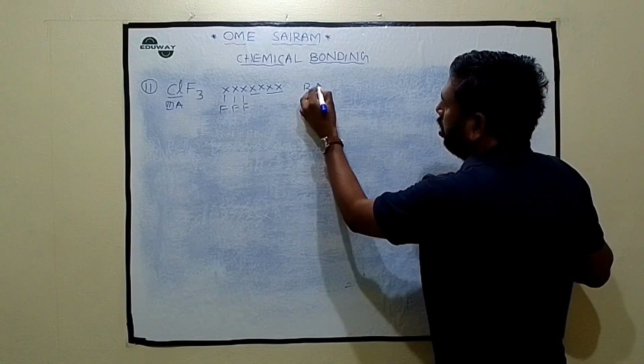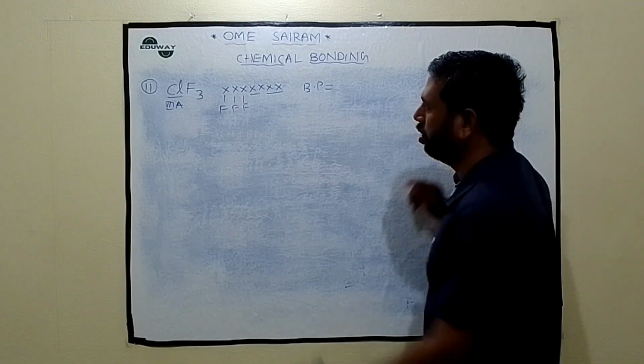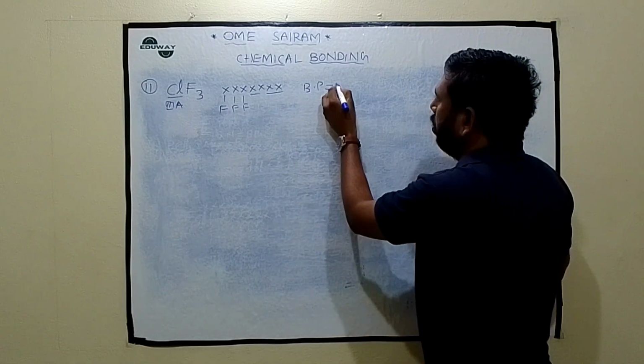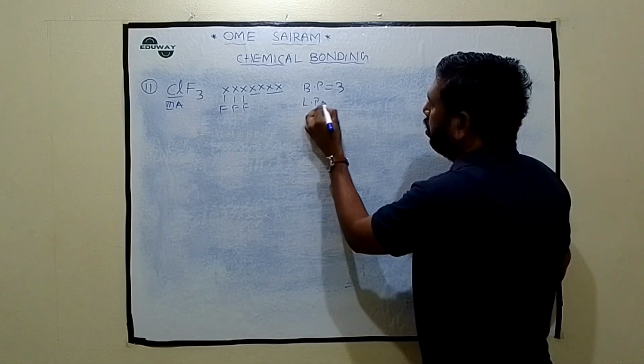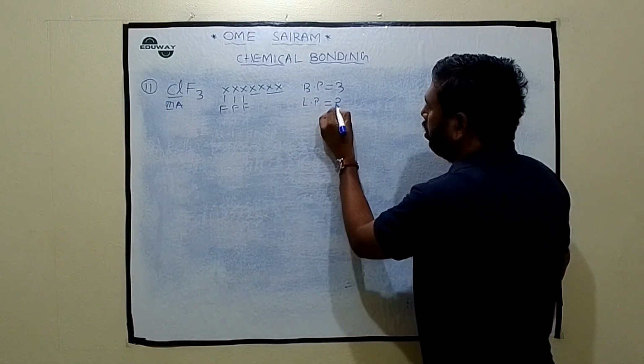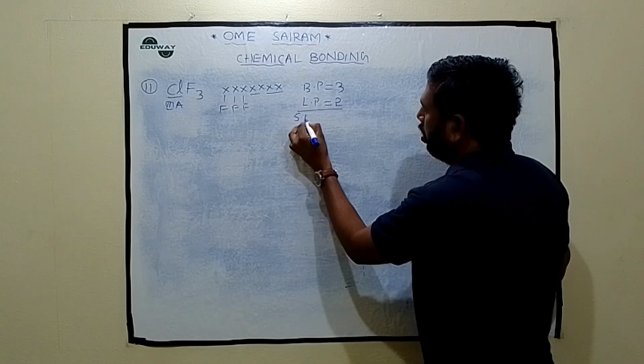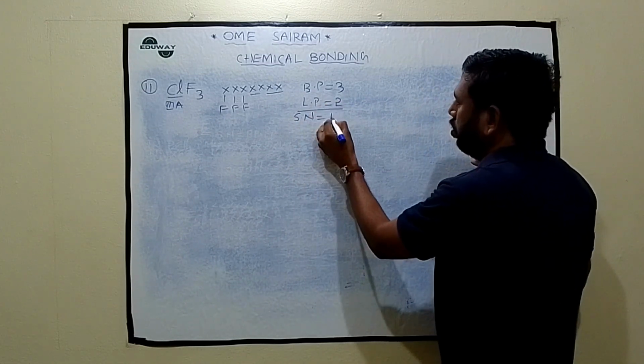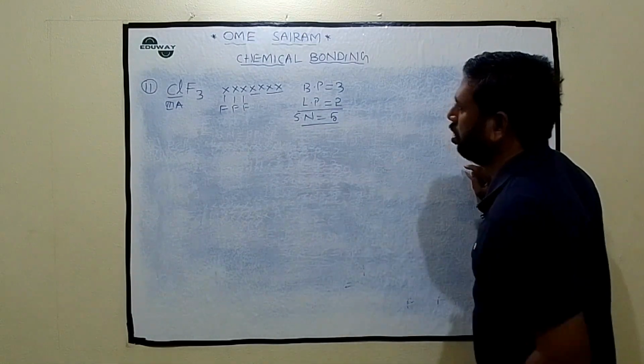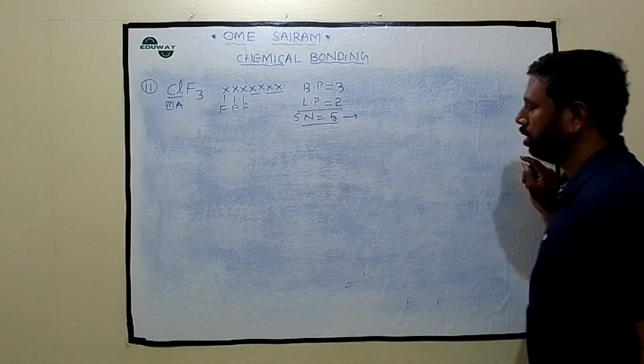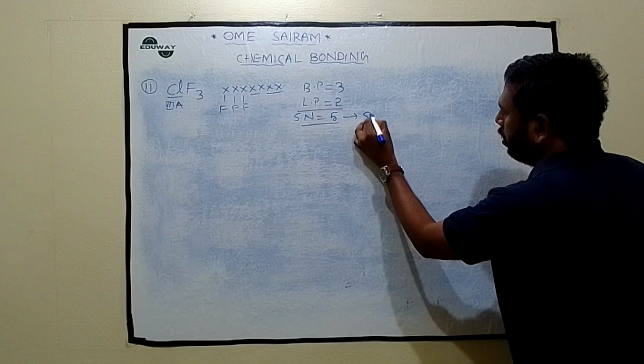And here how many bond pairs? 1, 2, 3. 3 bond pairs. And how many lone pairs? 1, 2. 2 lone pairs. And the steric number is 3 plus 2. Steric number is 5. If the steric number is 5, the hybridization should be sp3d.